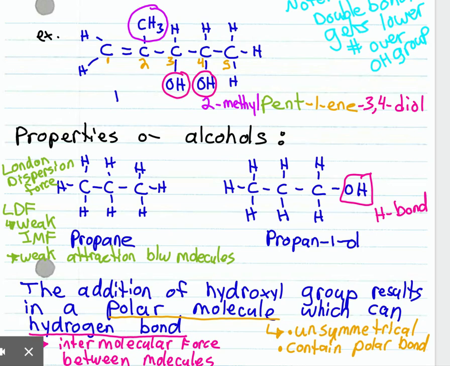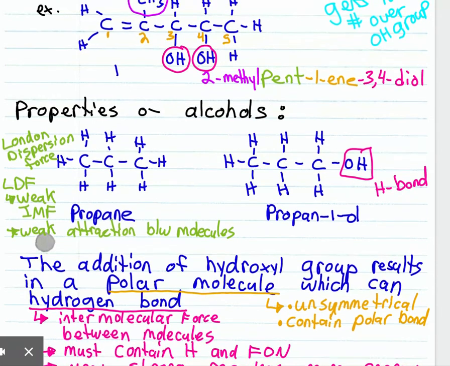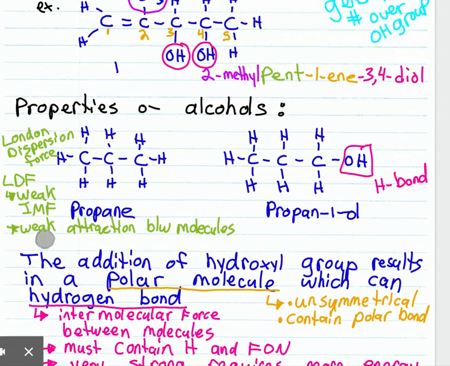It also has those polar bonds. So this propanol is polar. Okay. It's unsymmetrical and contains polar bonds. And we remember that from 3U, that's the criteria for our polar molecules.